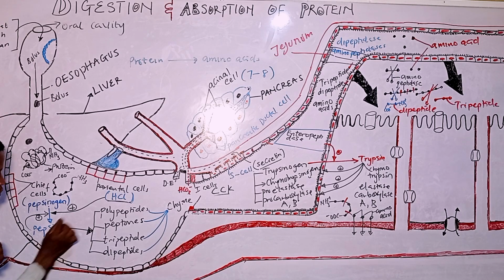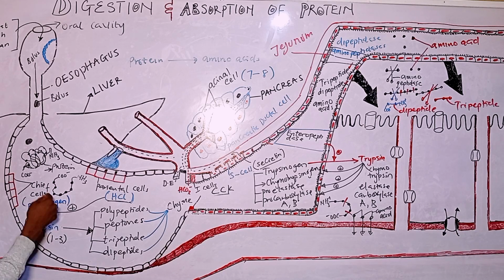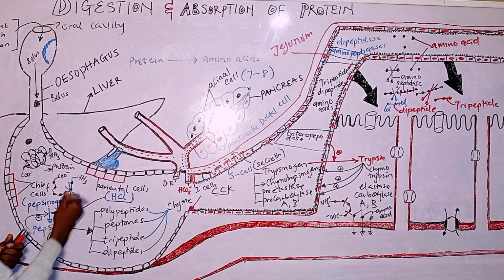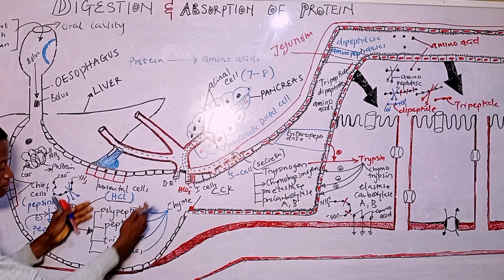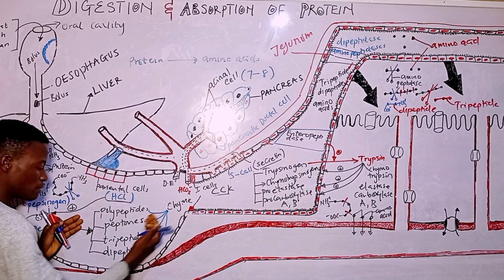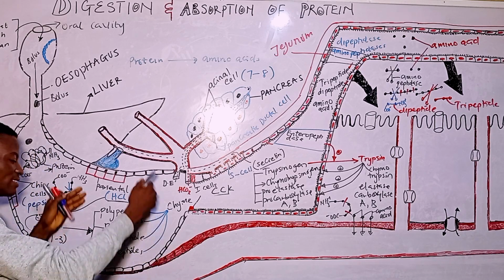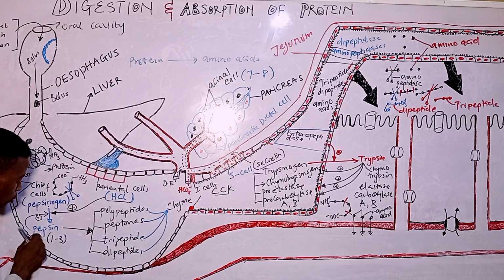Now what happens is that once the hydrochloric acid converts pepsinogen to pepsin, pepsin can also go ahead and act on pepsinogen, converting it to pepsin. So once more pepsin is formed, pepsin is a protease, right? It's going to cut off the protein. Then we're going to have these products: peptides, peptones, tripeptides, and also dipeptides. So these are the results of the action of pepsin.